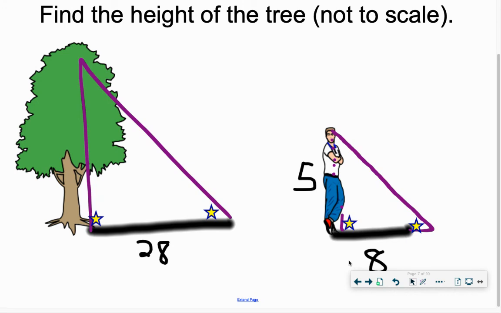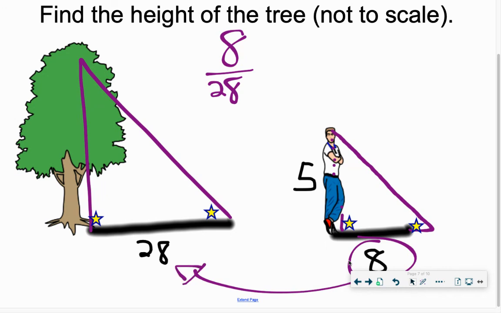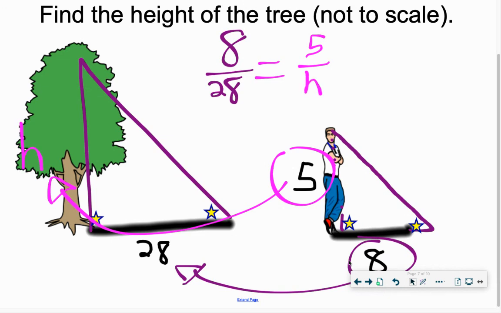Now, let's solve. So I'm going to start over here. I know 8 corresponds to 28. So again, corresponds to this side. So then I'm going to come back over here and go back to the human where I have 5. And that corresponds to the thing I don't know over here, x, or in this case, I'm going to put an h for height. So again, maybe you see something, maybe you don't, but what we're going to do then is do that cross product. There we go. Bing, bing, and get 140. And then going this way, getting 8h. Solve that by dividing by 8.